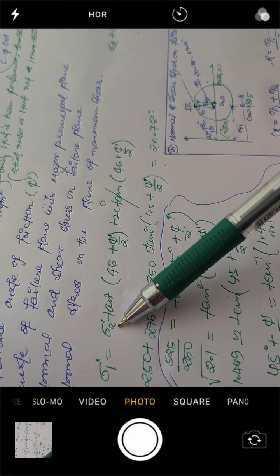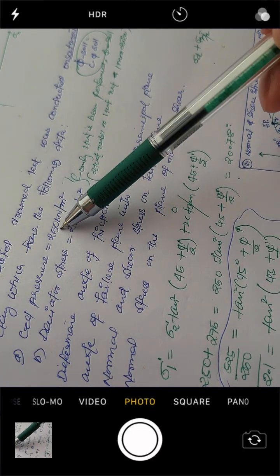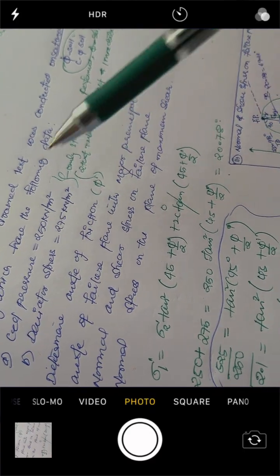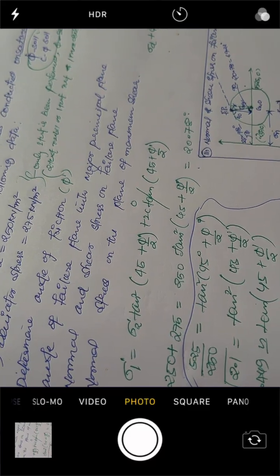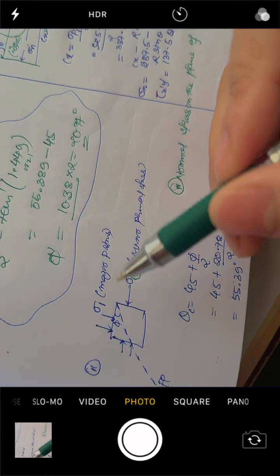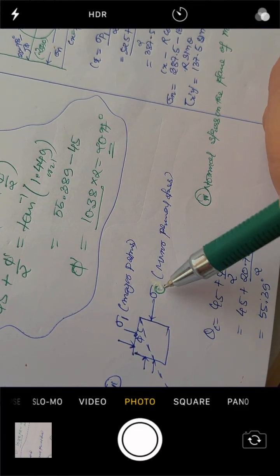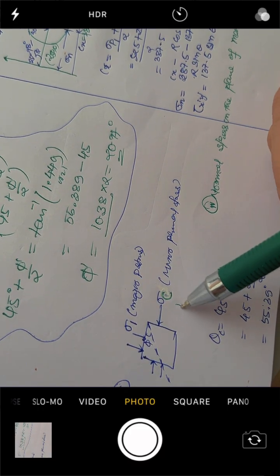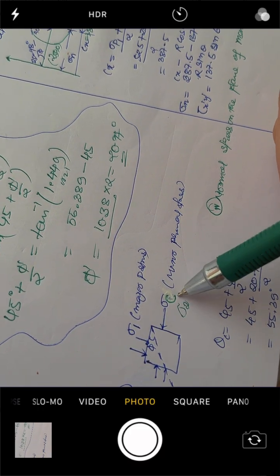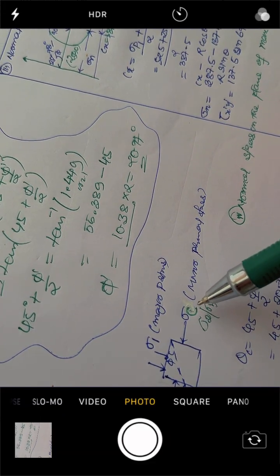Sigma 3 is my cell pressure, 50 kN per meter square. See here, the major principal stress is acting vertically, and this is my cell pressure. It is sigma 2 or sigma 3. For understanding I have written it down as sigma c.